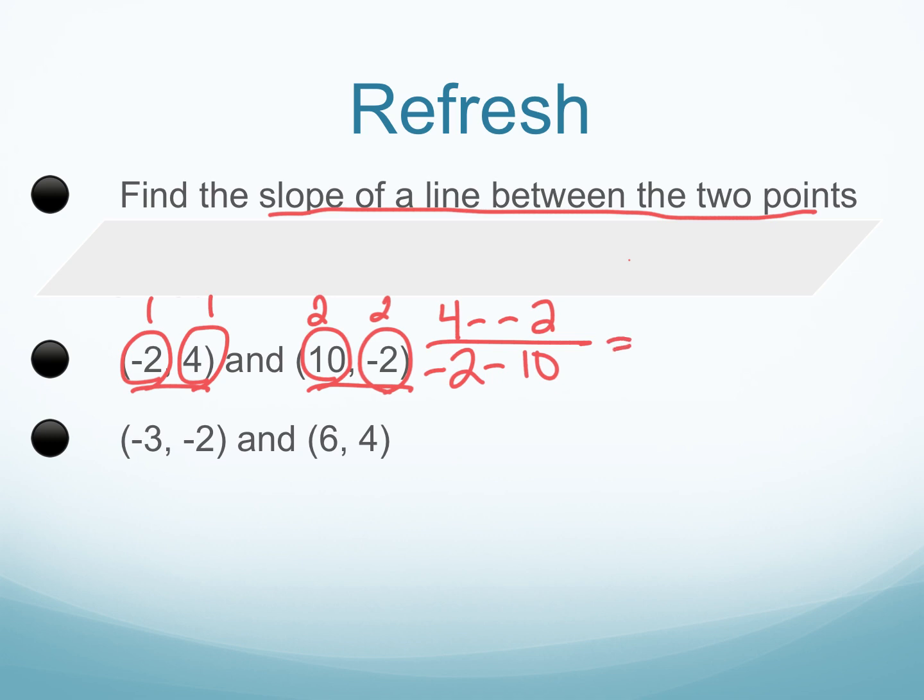4 minus negative 2, that turns into plus. That becomes a 6 over negative 2 minus 10 is negative 12. 6 over negative 12 gives me negative 1/2.